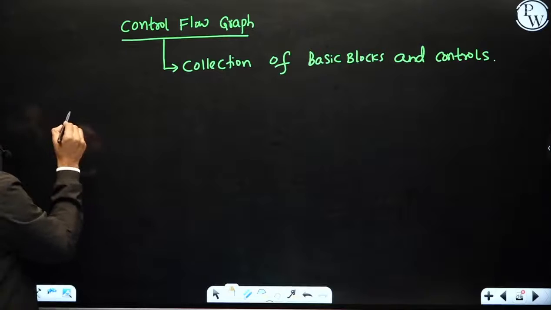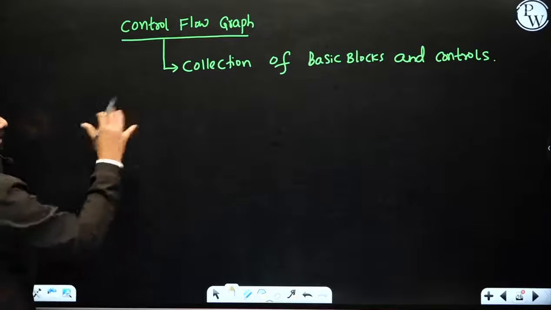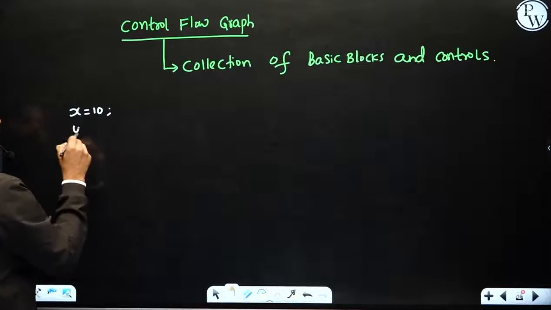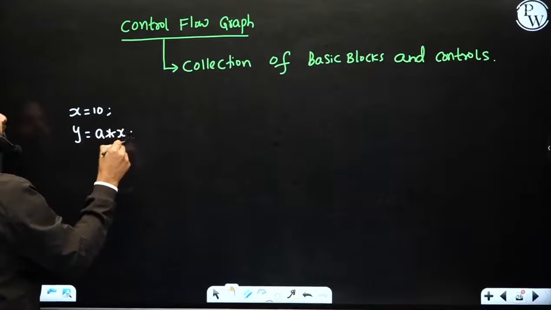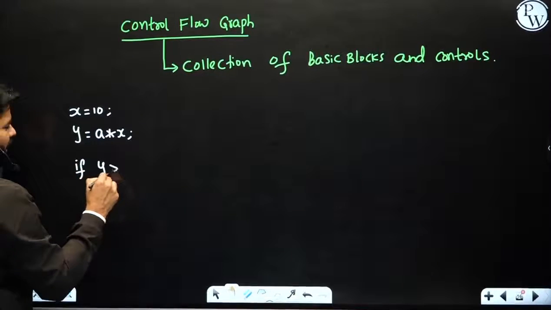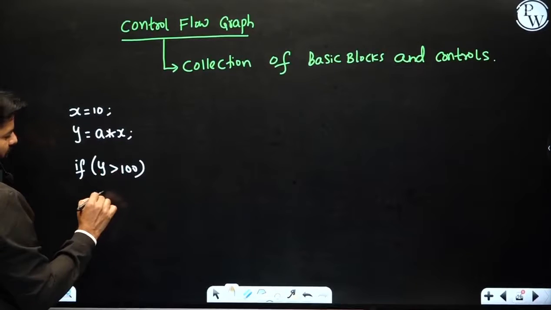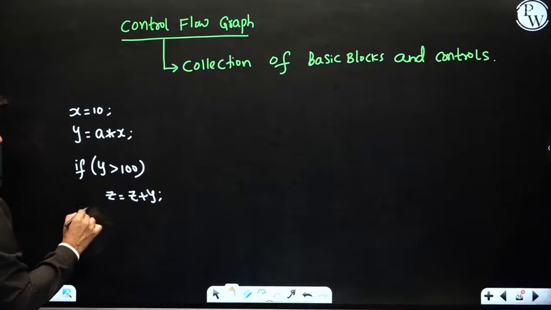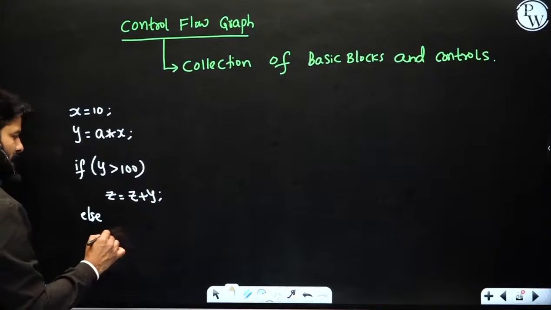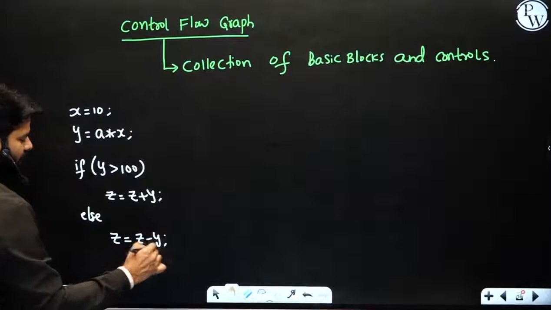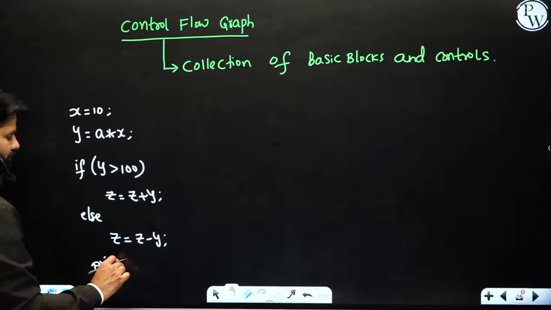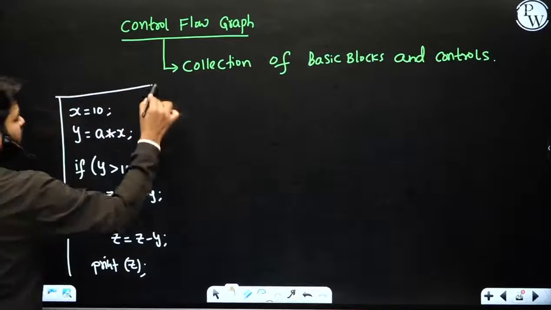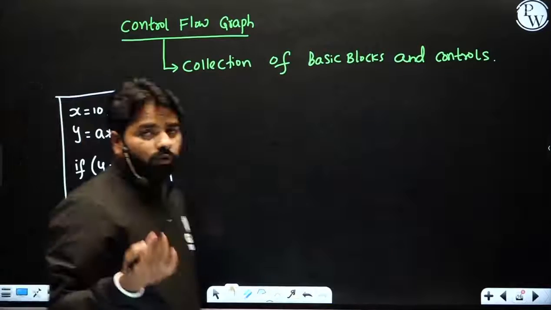Let me write simple code in 3 address form, so that I can easily make a control flow graph. Suppose I have x is equal to 10, y is equal to a multiplied with x. If y greater than 100, I do something here. Let's say z is equal to z plus y. Else I do, let's say, z is equal to z minus y. And maybe you are printing z, let's say. How to draw print? It's just 3 address code, right? This code, how do we convert it into a control flow graph?